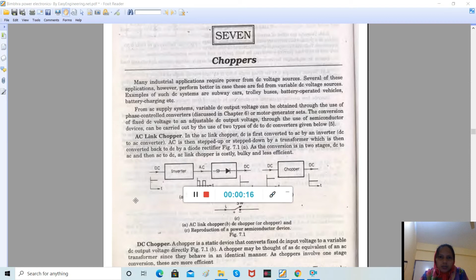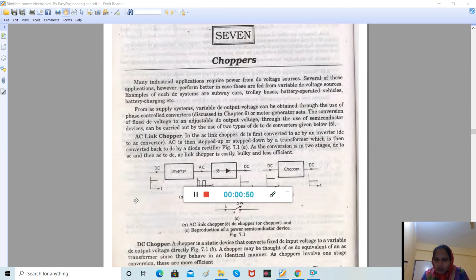So today's topic is chopper. Under this topic we cover step up and step down chopper, the operating principle of step up and step down chopper. Okay, so what is this chopper? Mainly chopper is a static device which can convert fixed DC voltage to the variable DC voltage. So what is this chopper, how it works, where it is used, all the details we will study under this topic.